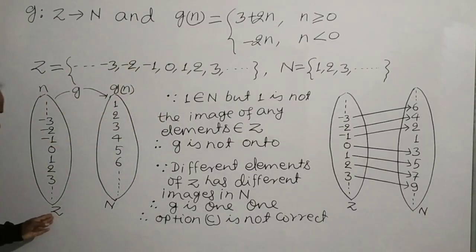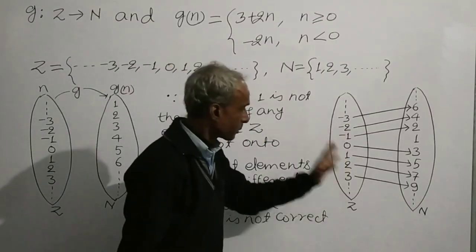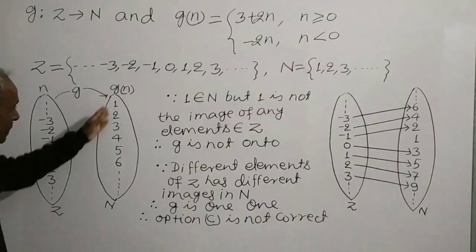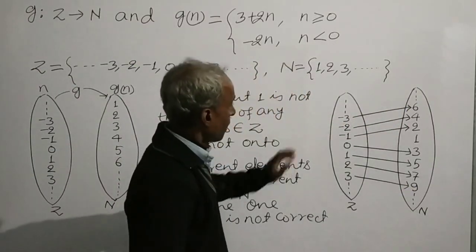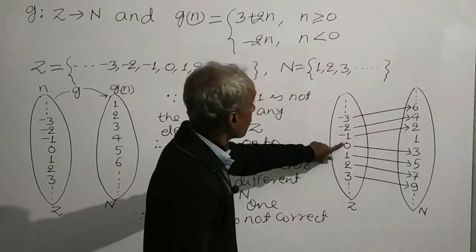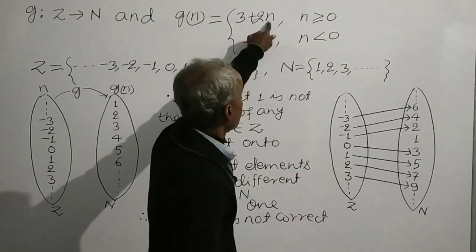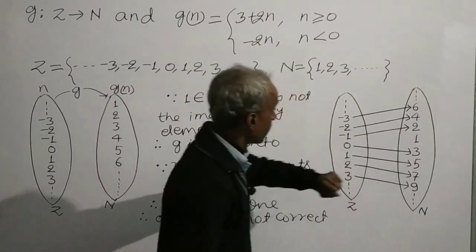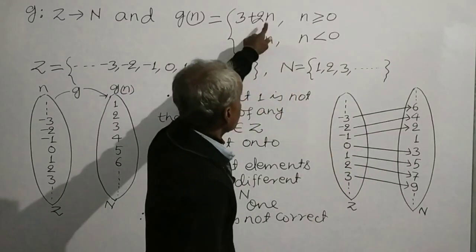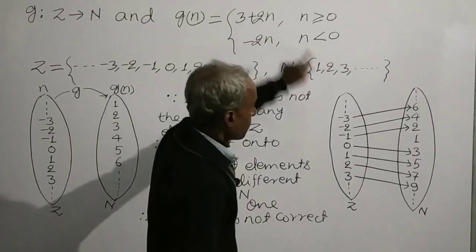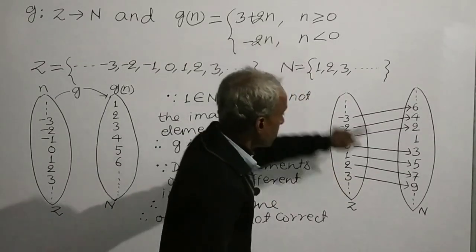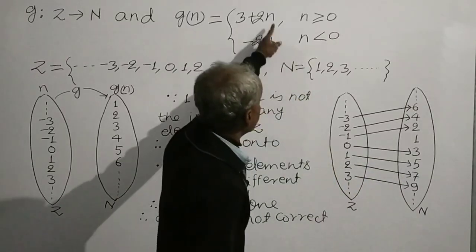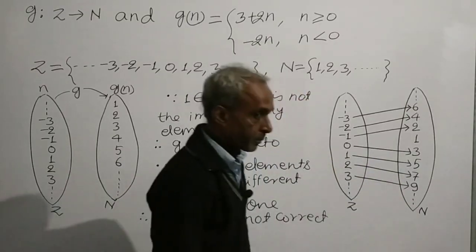We write numbers from this set here and numbers from this set here. When we put 0 here in place of n, we get image 3. When we put 1 here in place of n, we get image 5. Similarly, image of 2 is 7, image of 3 is 9.